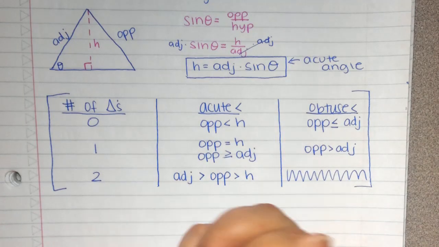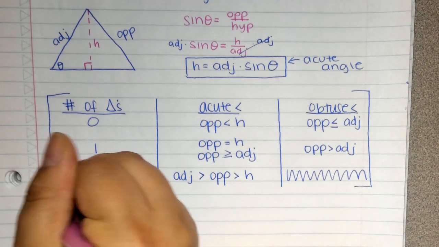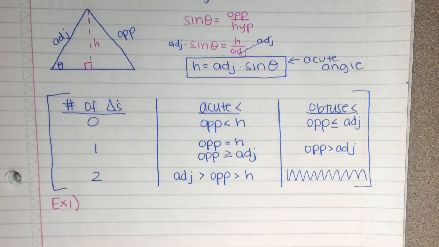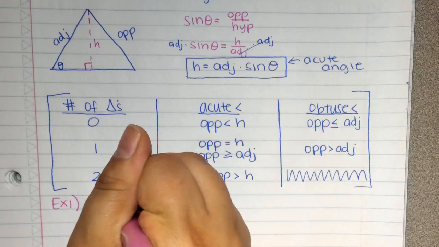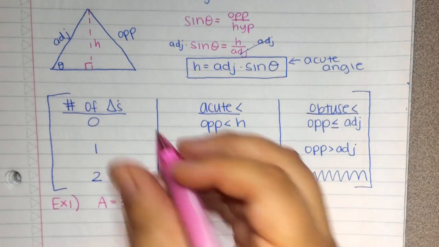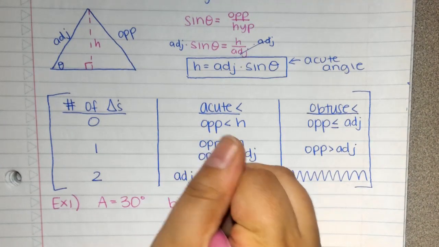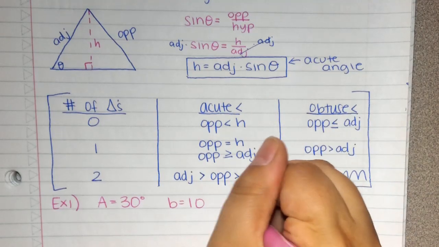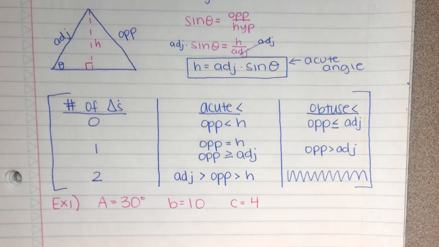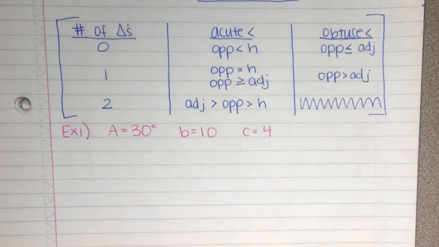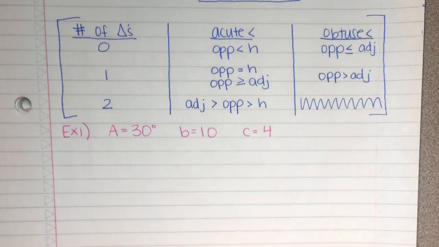So let's do some examples like that. We're going to do, I think, 4 examples. If A is 30 degrees, B is 10, and C is 4, I want you to determine the number of triangles that exist. You're writing this down, please.